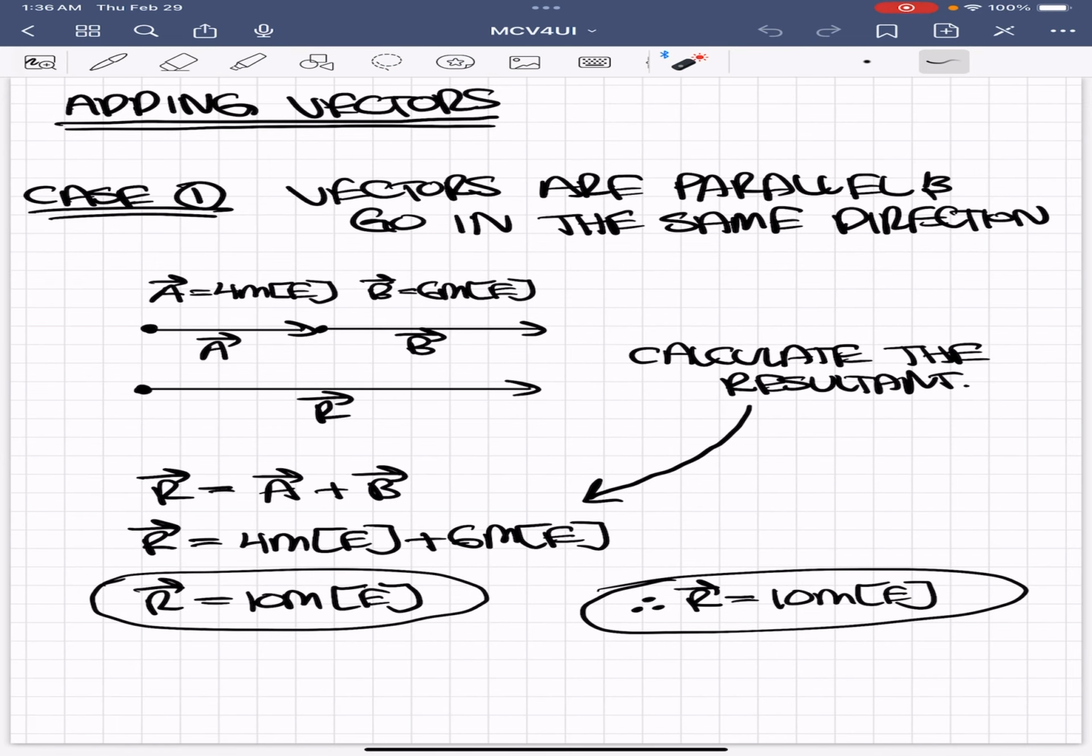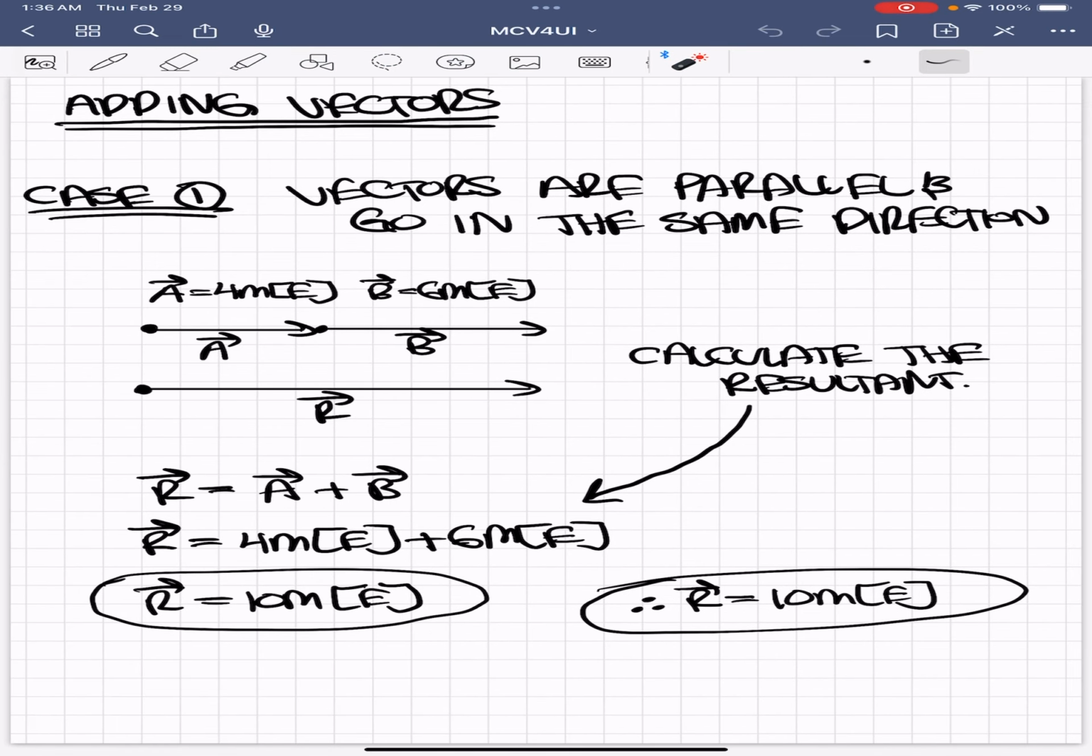So we have case 1, in which vectors are parallel and go in the same direction. So case 1, vectors are parallel and go in the same direction. I'll give you a minute to write all of this down. You can pause the video and go ahead. Alright, so now we're back, and let's calculate this resultant.